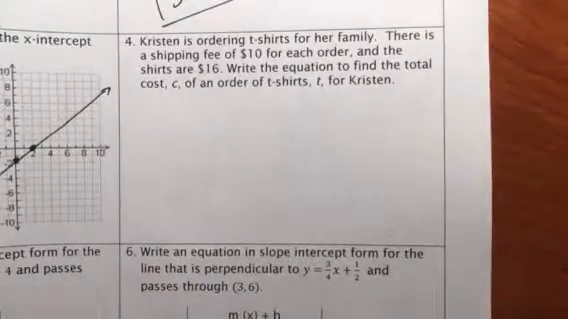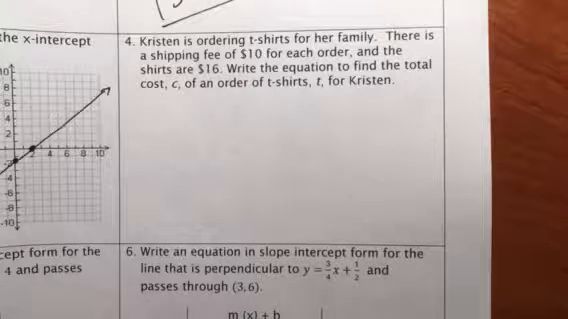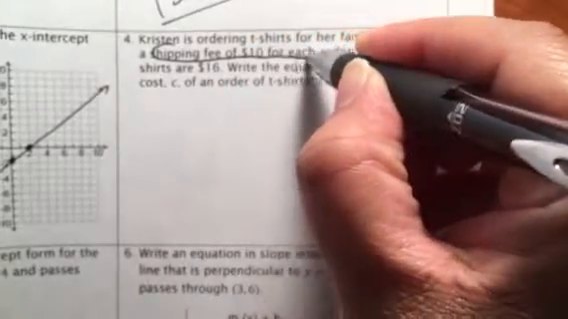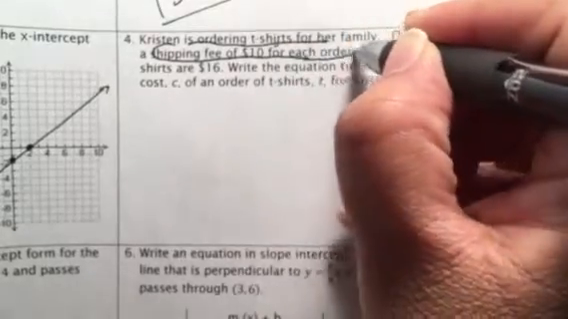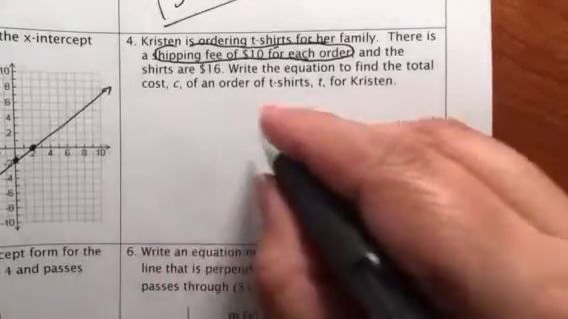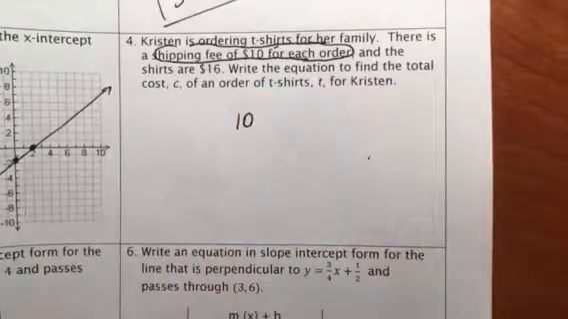So Kristen is ordering t-shirts for her family. There is a shipping fee of $10 for each order. And write the equation to find the total cost C of an order of t-shirts T for Kristen. Okay, so some key information. No matter how many shirts she gets, she's going to be charged $10. So we're going to say that she's ordering just for the first time, and we have one order, which is $10. So we're talking about just for one order.